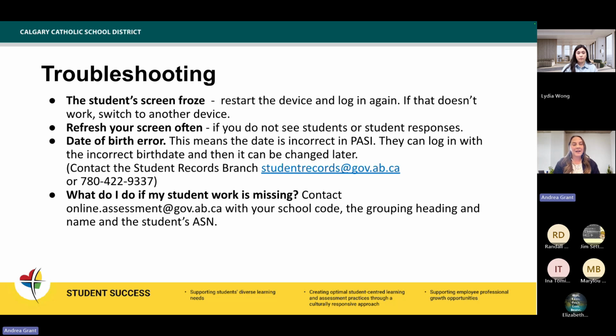We've had a date of birth error that's been happening. It doesn't happen all the time, but what happens in PASI is they have a different birthday on file for that student. And so they're trying to log in with their real birthday and it's not syncing. That has to be corrected through the student record branch with the contact information here. What do I do if my student's work is missing? Online.assessment.gov.ab.ca. They're able to help you. You do want to provide them with the school code, the grouping heading, and the name of the student as well as their ASN.